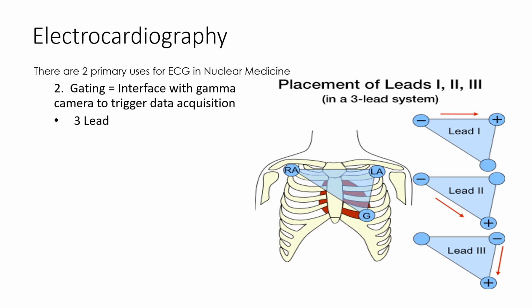So the other placement is for gating. This is the interface with the gamma camera to trigger the data acquisition. And when we're doing gating, it typically will trigger for starting with the P wave or the R. It'll go R to R complex. And if you don't have a good rhythm, especially if you don't have a recognizable R wave, then it may cause a lot of abnormalities, lost counts, rejected beats with the camera, and that can mess up your image quality.